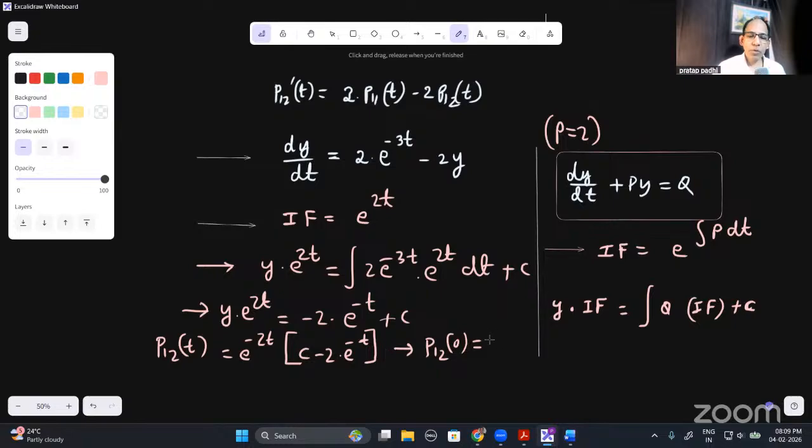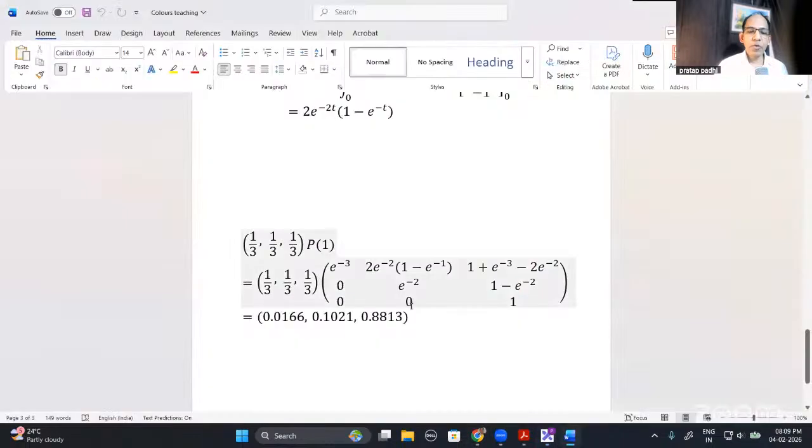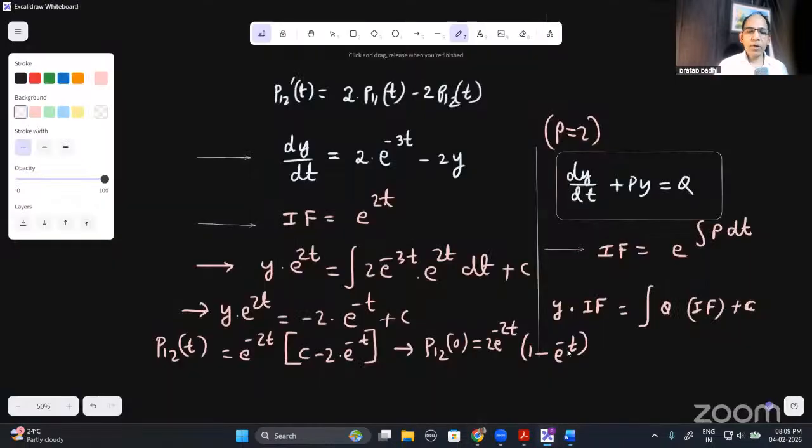If c is equal to 2, I will take 2 common. If you put c equal to 2, 2 e to the power minus 2t, you can take common 1 minus e to the power minus t. Let's check it by putting t equal to 1: 2 e to the power minus 2, 1 minus e to the power minus 1. Yes, correct. P12 is correct, and P13 is not a problem.